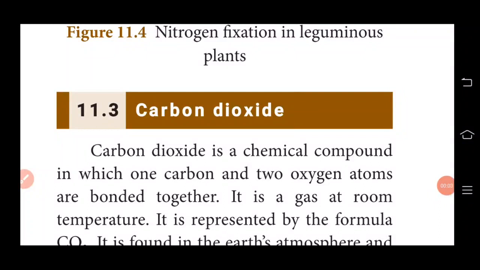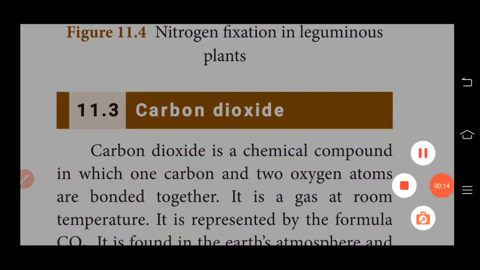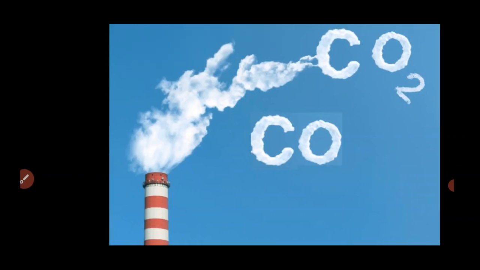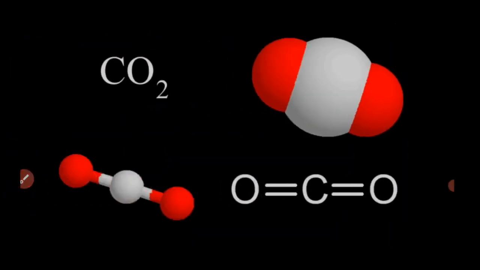Our third topic is carbon dioxide. You know that plants prepare their own food with the help of sunlight, water and carbon dioxide, which is known as photosynthesis. Carbon dioxide is a chemical compound in which one carbon and two oxygen atoms are bonded together. See here, one carbon and two oxygen atoms are bonded together to form carbon dioxide. It is a gas at room temperature, and it is represented by the formula CO2.